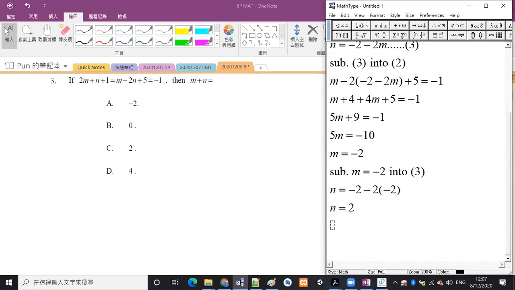And the question asks you to find m plus n. Therefore, m plus n will be equal to negative 2 plus 2, that is equal to 0. So the answer is option B. Is that okay?